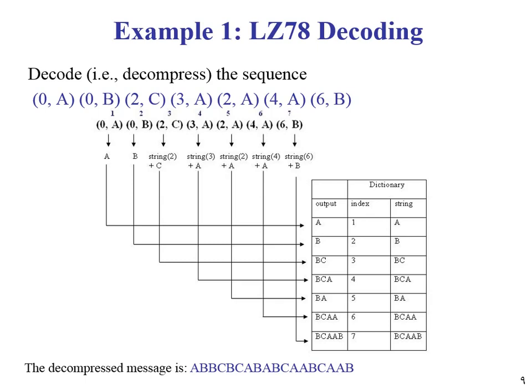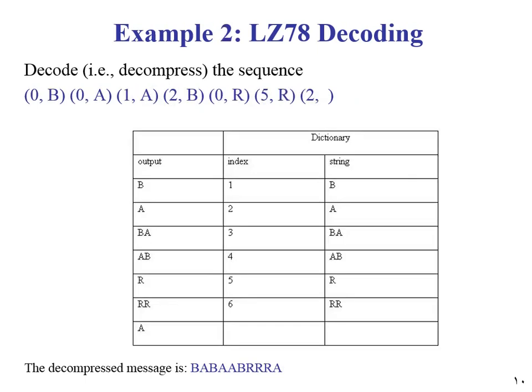Continue for example 2, which decodes example 2 at encoding. We get 0B, 0A, 1A, 2B, 0R, 5R, 2 and nothing. 0B will be decoded as B, and gets index 1. 0A is A and gets index 2. 1A: 1 is B, therefore it will be decoded as BA. 2B: 2 is A, therefore 2B is AB.